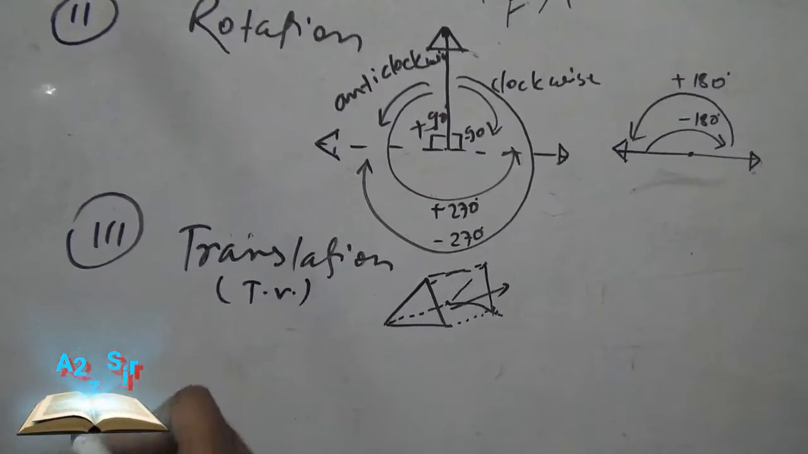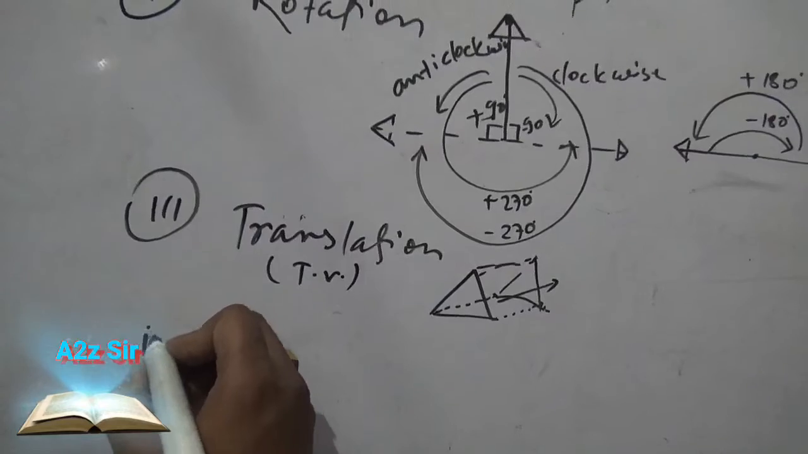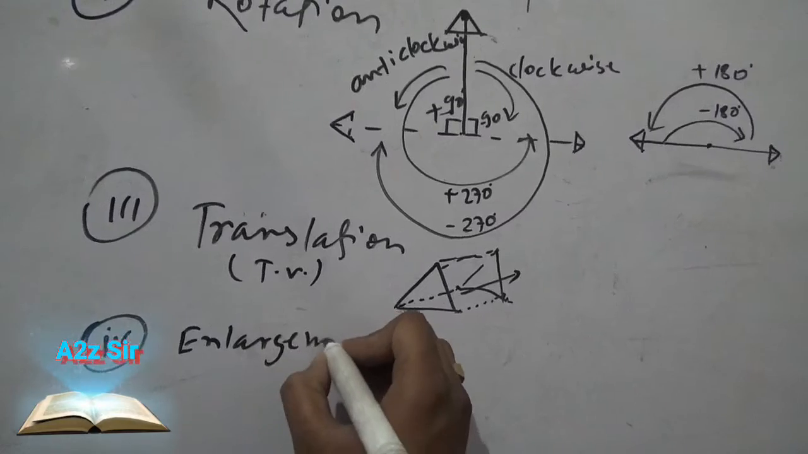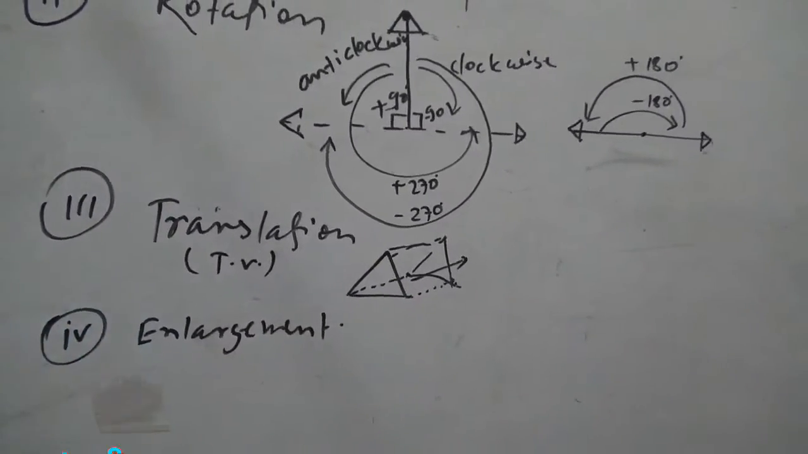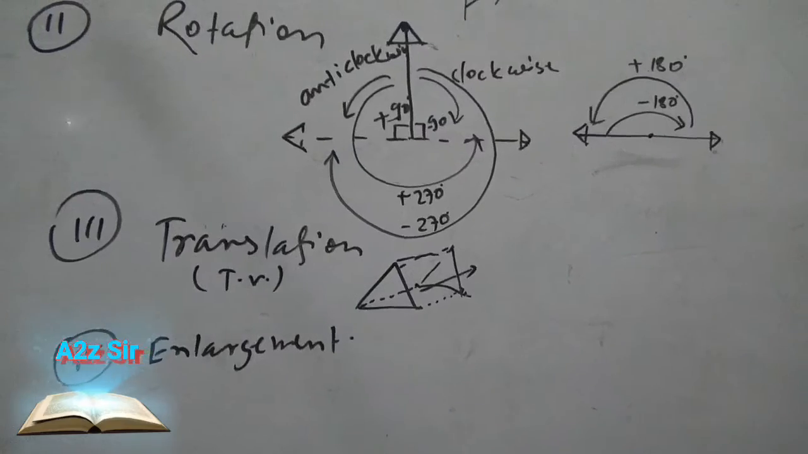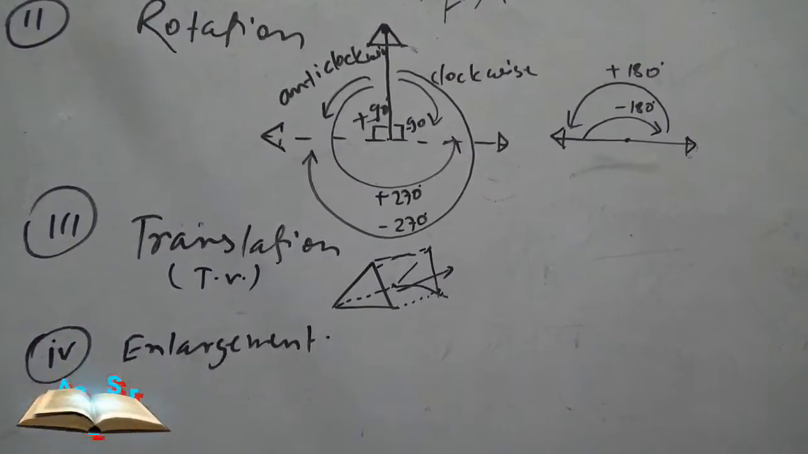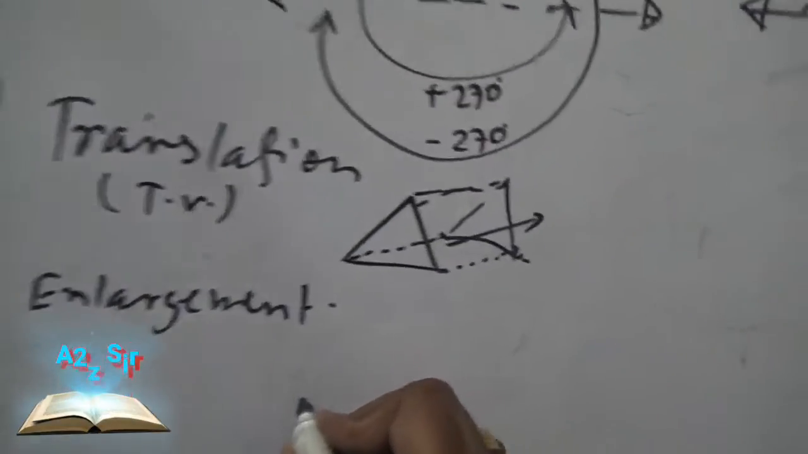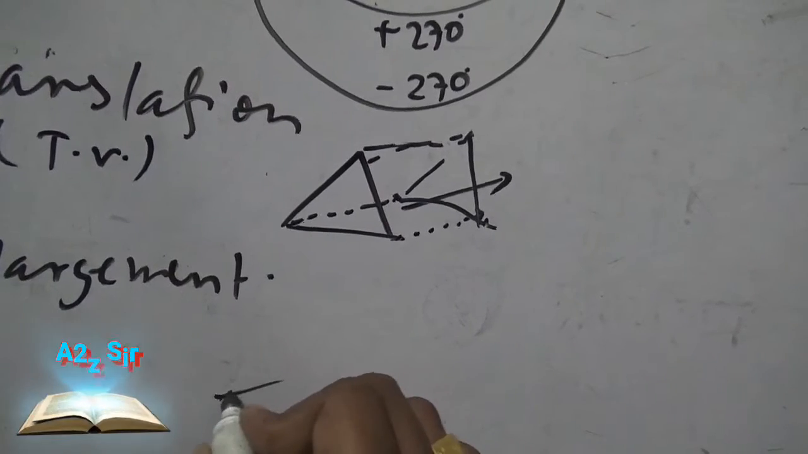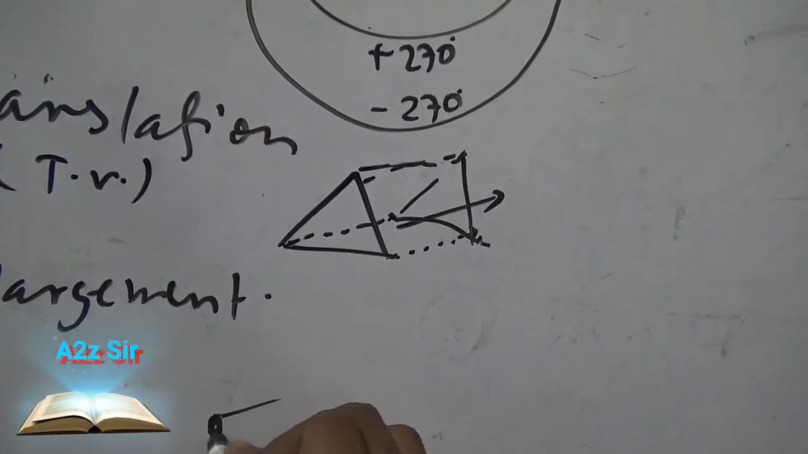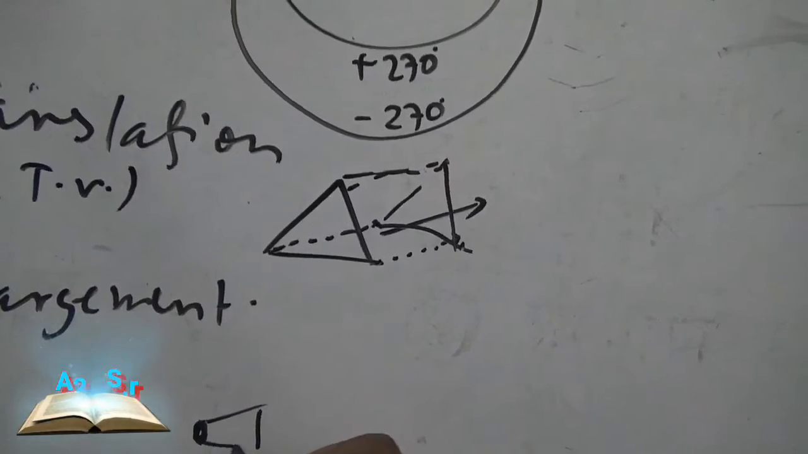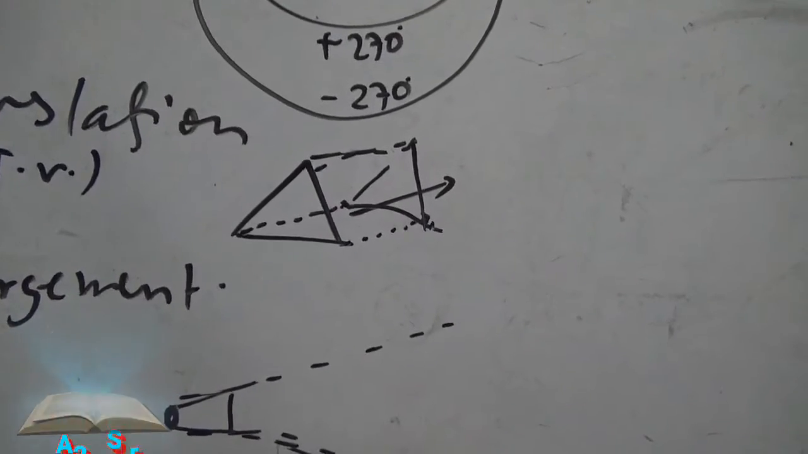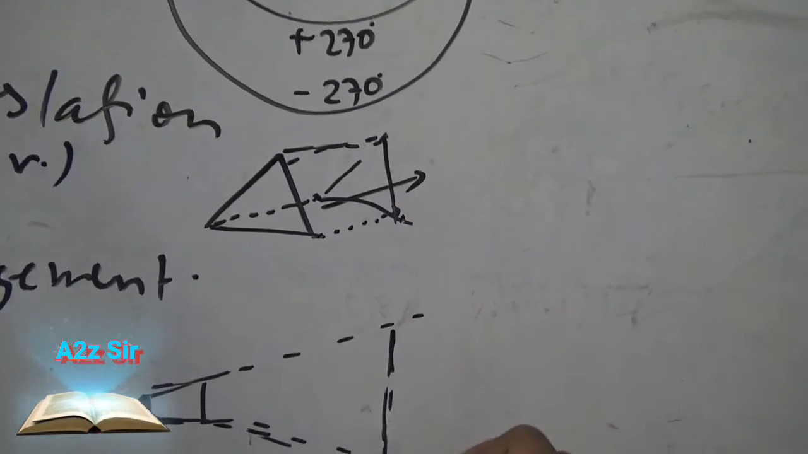And the last one is enlargement. And the opposite of the enlargement also, you can minimize or maximize the object by using a scale factor. Suppose this is a point, and the object is there, and this one is the light, and the image becomes this one.